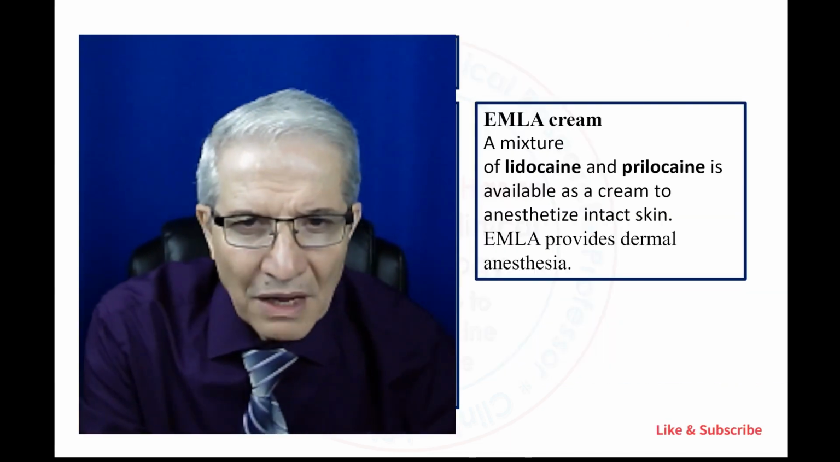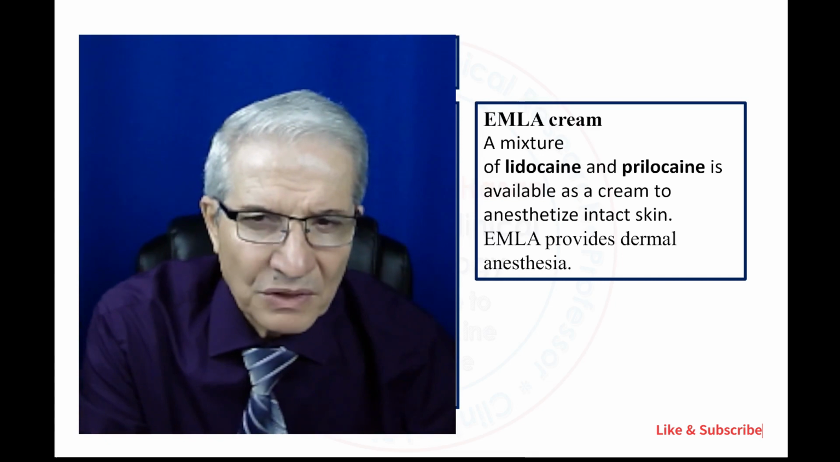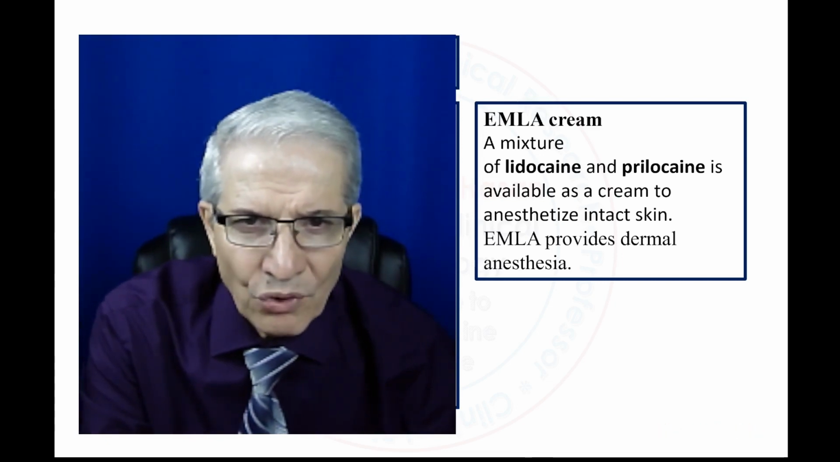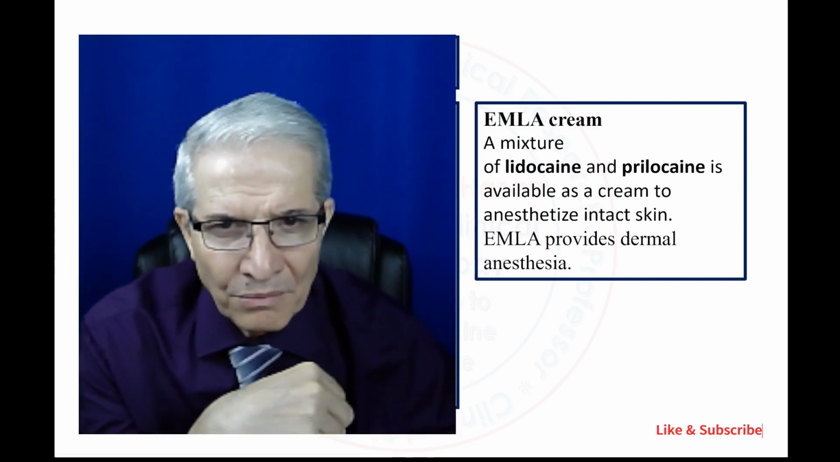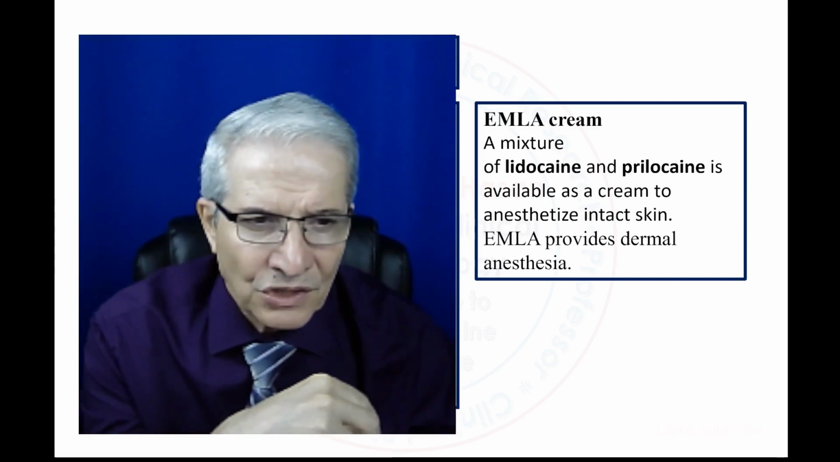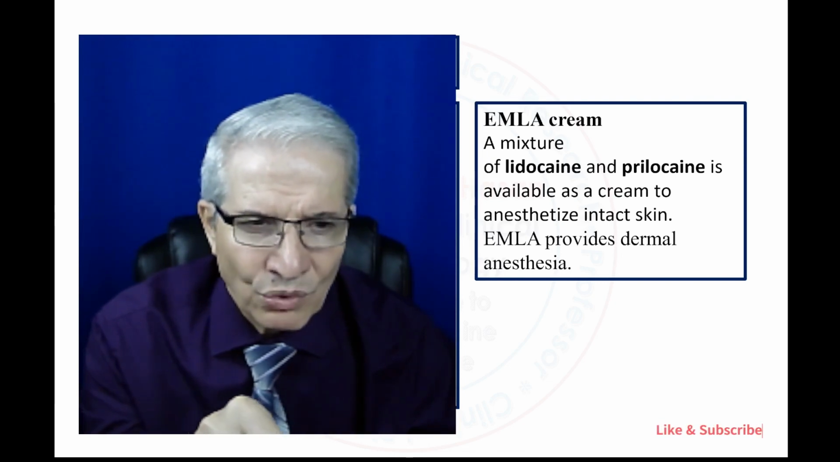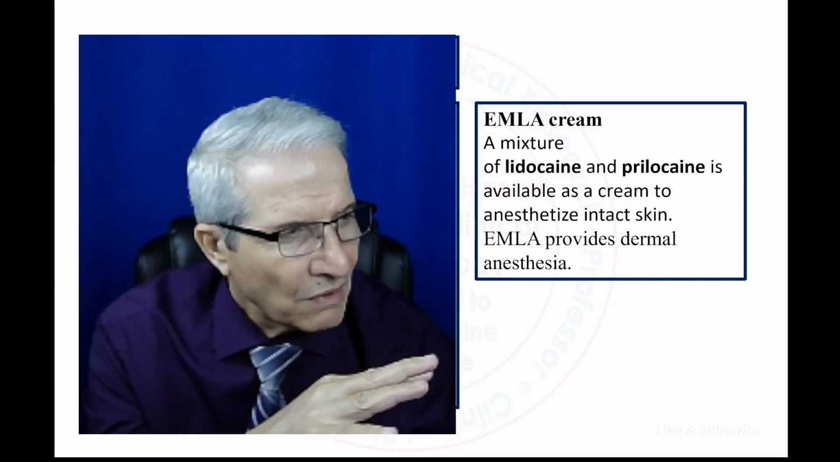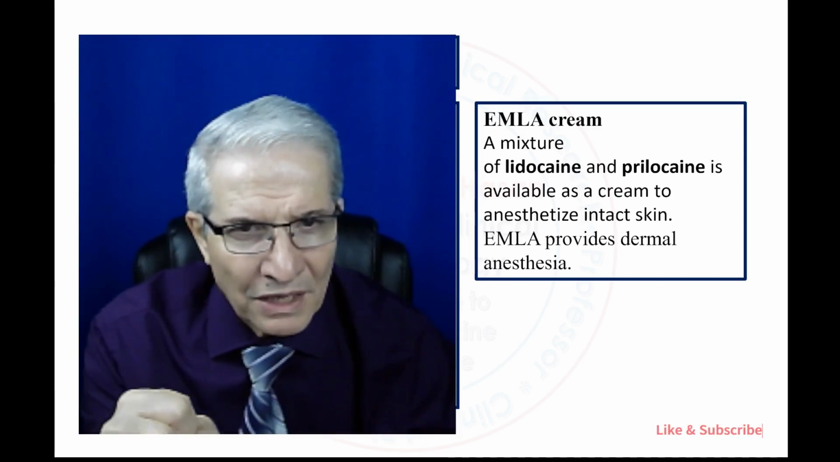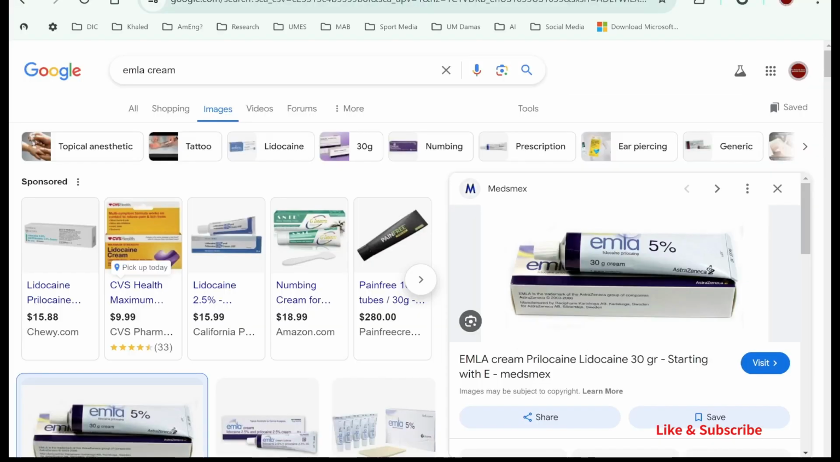In clinical practice, we have a cream called EMLA, and this cream is a kind of mixture between lidocaine and prilocaine. This cream is applied to the skin and provides dermal anesthesia for minor surgery when you have a wound or something like that. I will share this cream from a Google image to show you the picture of EMLA with the combination of lidocaine and prilocaine. Okay, you can see the screen here showing EMLA cream, lidocaine and prilocaine. This one is normally applied to the skin to produce local anesthesia.